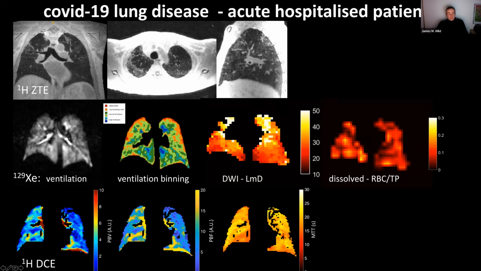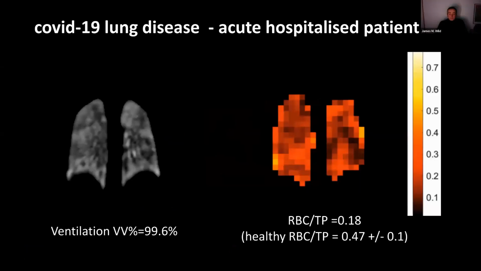So linking the absolute perfusion from gadolinium enhanced perfusion MRI to what we see in terms of the gas transfer imaging with the Xenon MRI. So that kind of shows the barrage of tests we've been looking at in these patients.